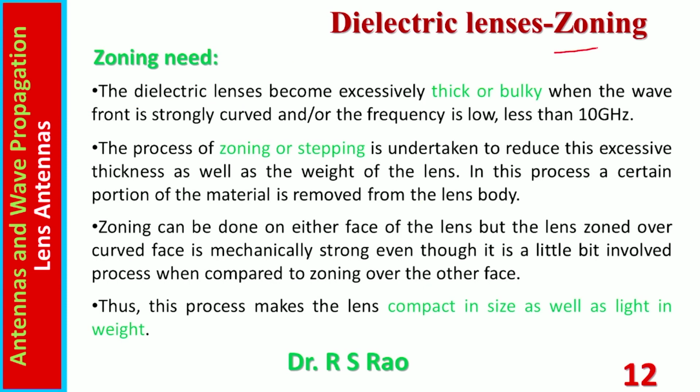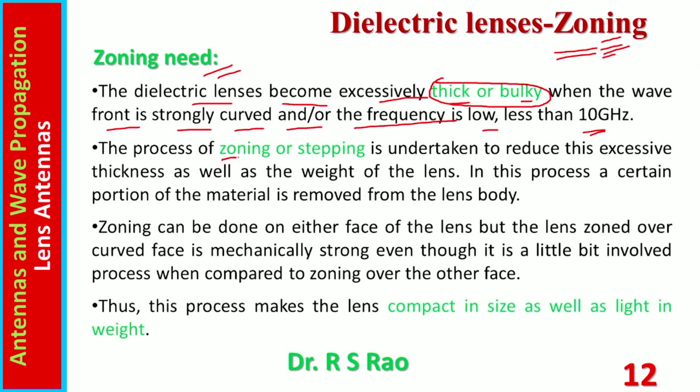Next, we move to another area of discussion on dielectric lenses: zoning. What is zoning? What is the need of zoning? The dielectric lenses become excessively thick or bulky when the wavefront is strongly curved and or the frequency is low, less than 10 GHz. The thickness or bulkiness is a serious problem. To cure this problem, zoning is adopted. The process of zoning, also known as stepping, is undertaken to reduce this excessive thickness as well as the weight of the lens.